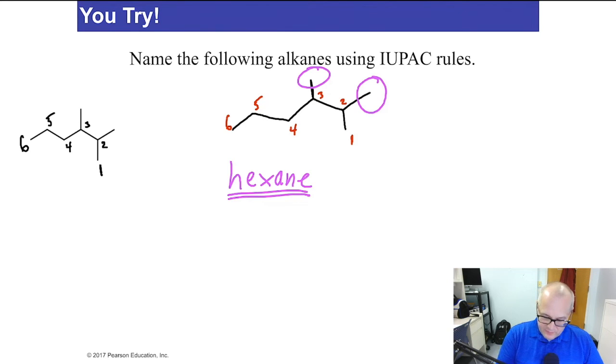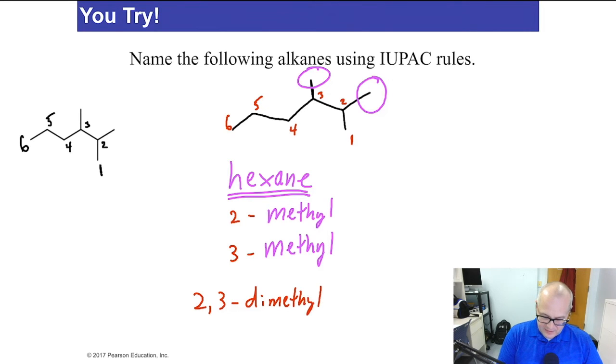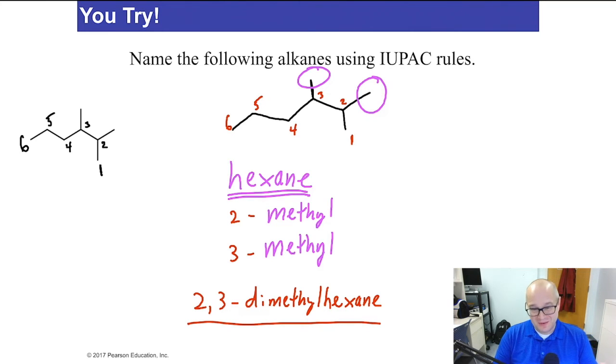Now we have 2 methyl groups. We have a methyl and a methyl. Looking familiar now, isn't it? We have 1 methyl at carbon number 2. Sorry, not number 1, number 2. And number 3. So this is 2,3-dimethylhexane. So I gave you the same one, but I gave it to you as a skeletal formula, and I turned it around. That's all I did, though. So I hope you got it.